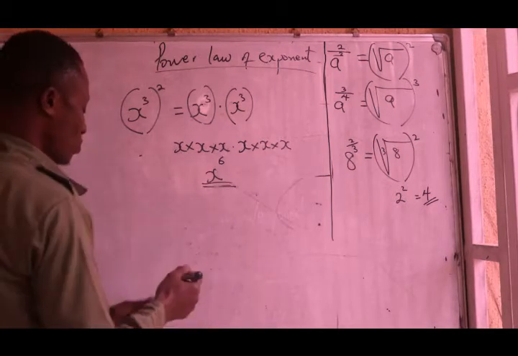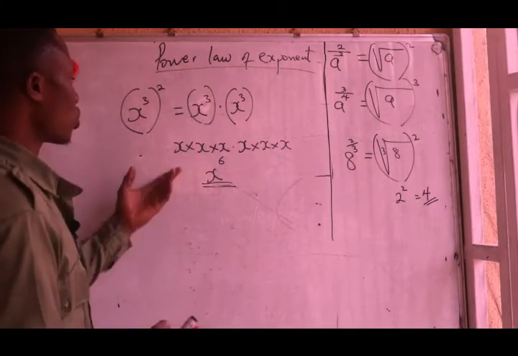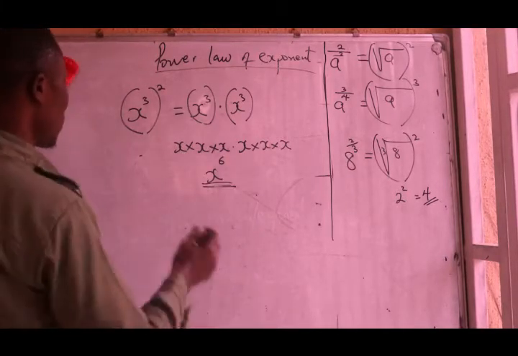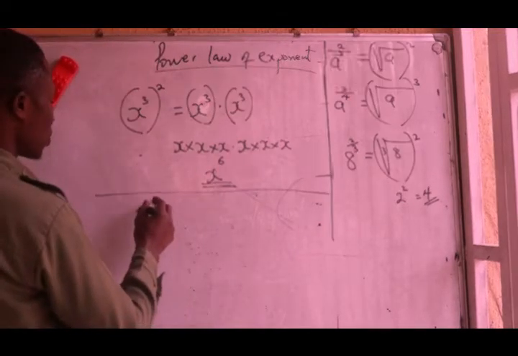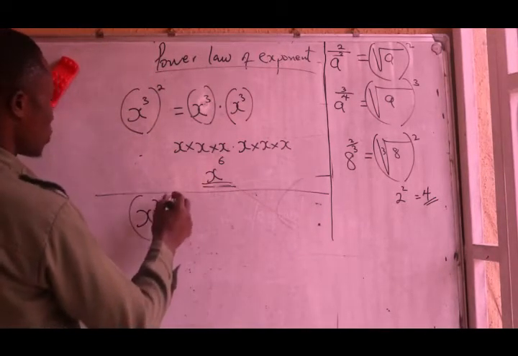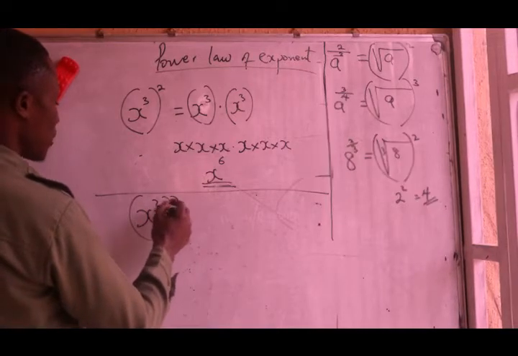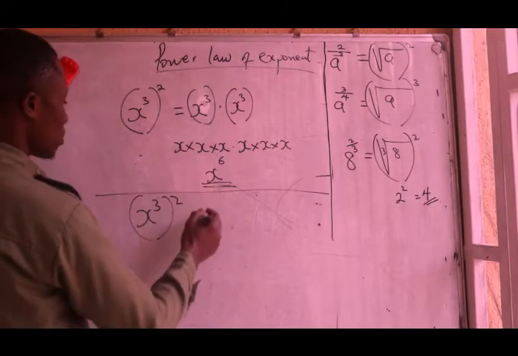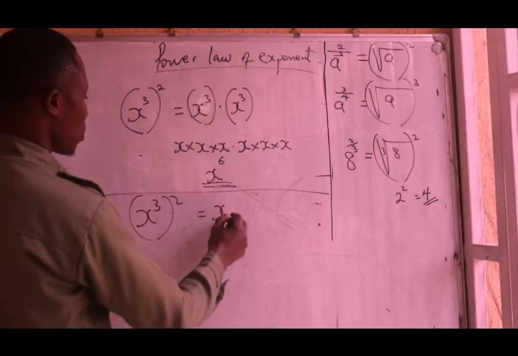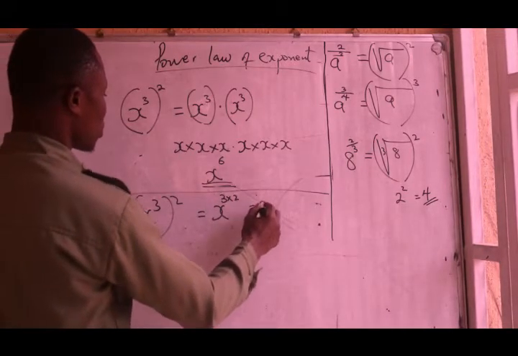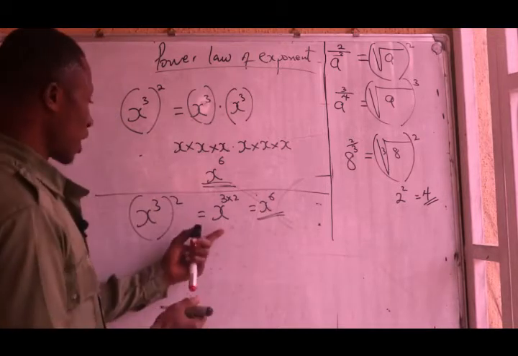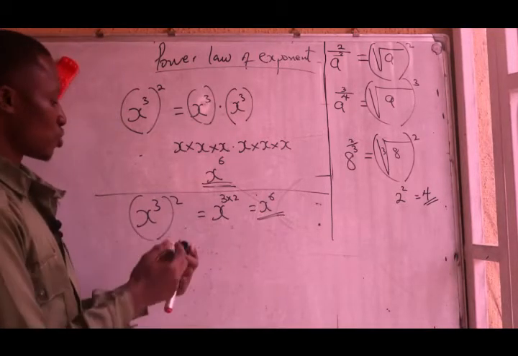Instead of you going through this long process, it's easier and better to just write in a short way. X to the power of 3, to the power of 2, simply multiplying the powers, you get the same result. Okay, x to the power of what? 3 times 2, which is x to the power of what? 6. Time saving and space saving.